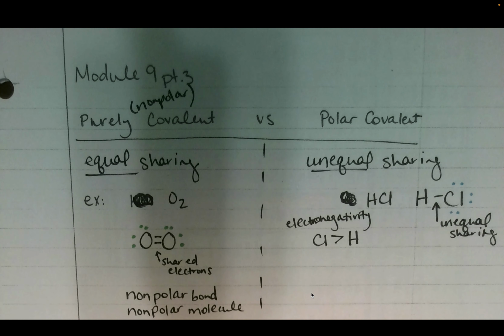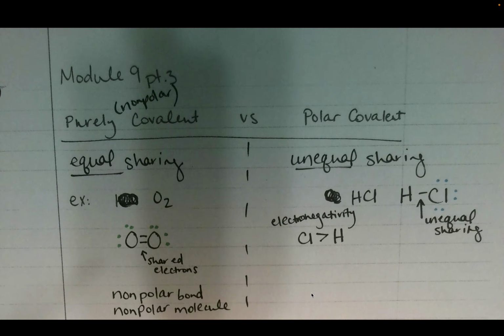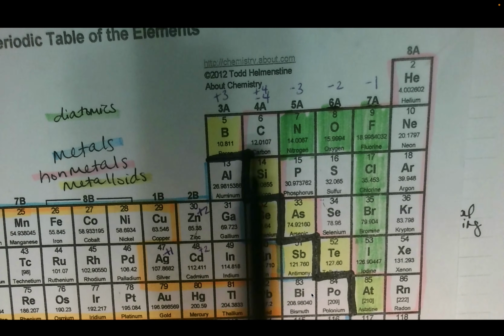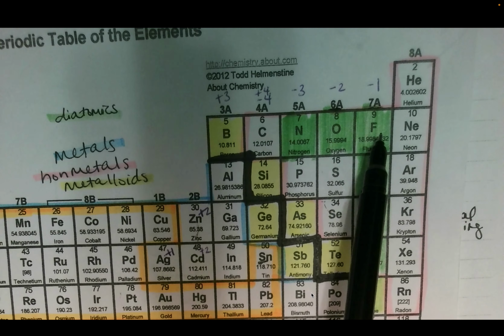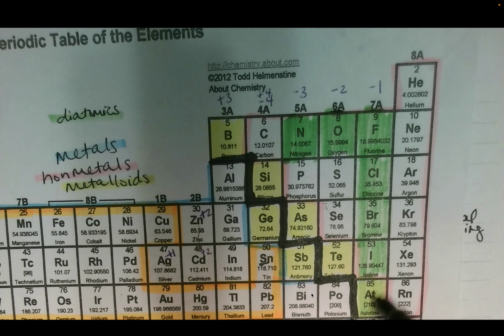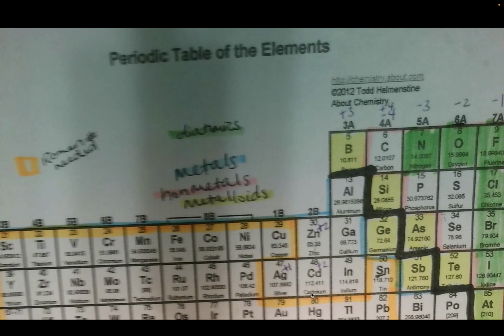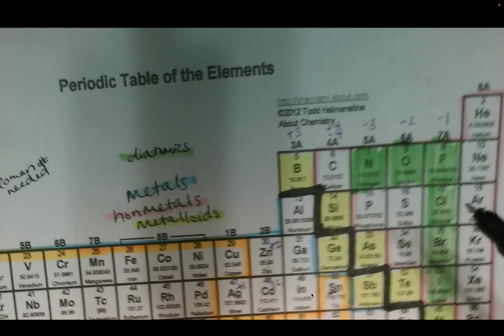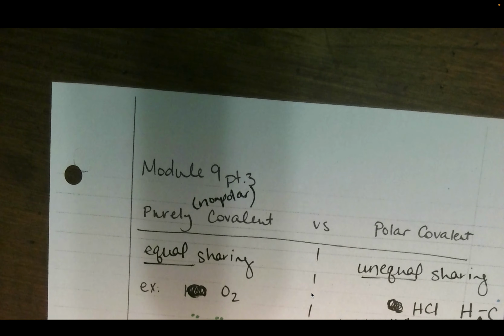Remember, we talked about periodic trends in Module 8, and we said that fluorine is most electronegative. Electronegativity, I'll actually pull my periodic table. Electronegativity increases as you move across the periodic table, decreases as you move down the periodic table. So with hydrogen being completely on the other side over here, it's much less electronegative than fluorine.